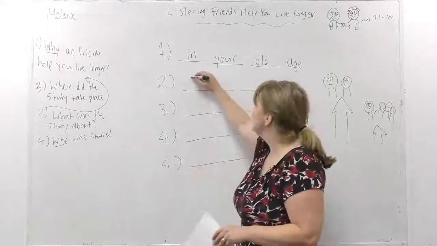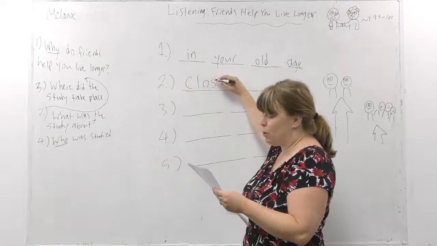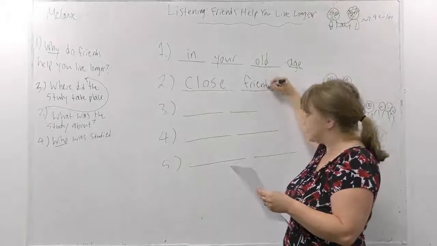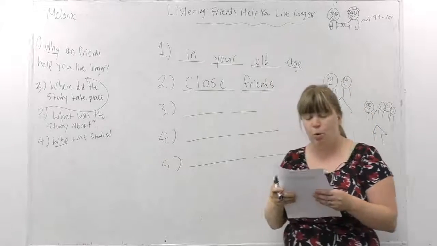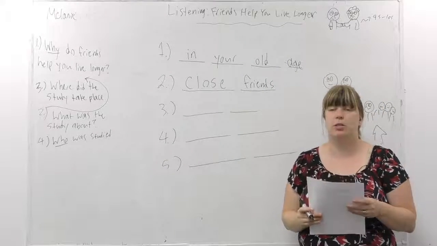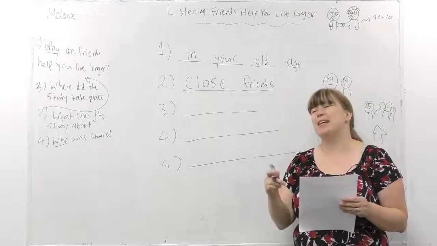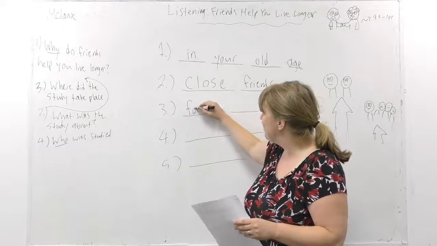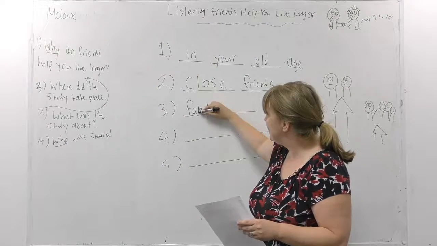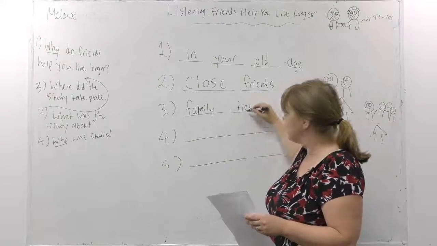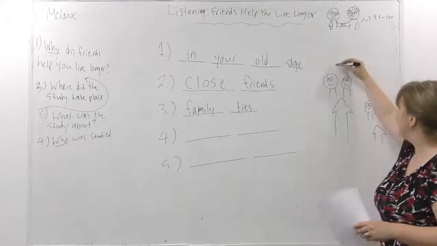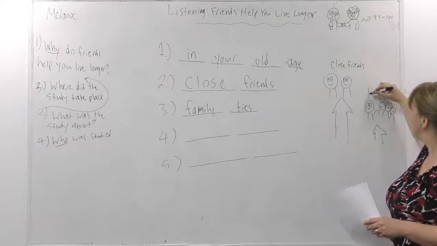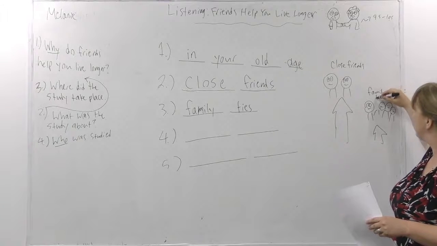Absolutely, very good. So the report also says that having close friends may be more important than having close what? Somebody said family ties. Very good. Excellent. Family ties. Okay, so here we have two close friends, and here we have family ties.